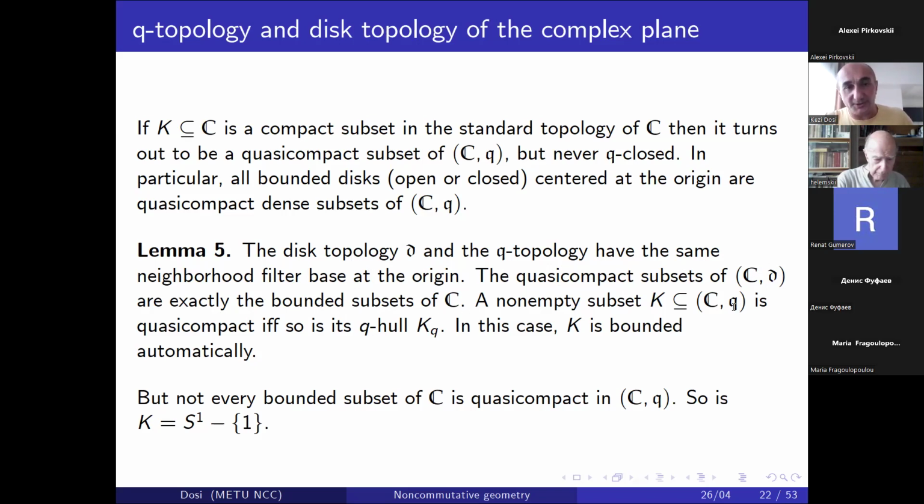But for the q-topology, a set is quasi-compact if and only if it is q-hall. Certainly it is then also bounded automatically. But don't think that every bounded set would be quasi-compact in the q-topology. Look, here's an example. If you take the unit circle and remove the point 1, this set will be bounded, but it's not quasi-compact. You can sketch it and see that it's not quasi-compact. You can get some infinite covering, which is impossible to reduce to a finite covering here.